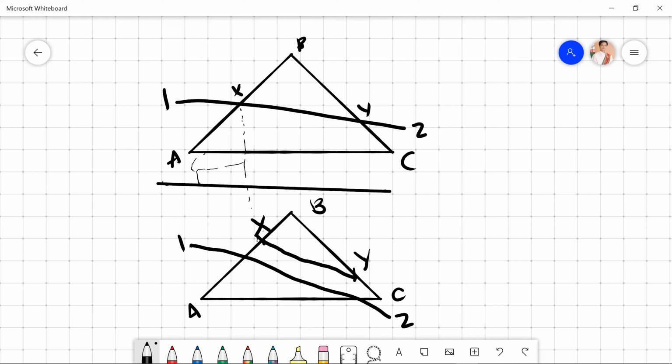So this Y, this intersection, is the intersection of 1, 2 and BC. We project it and look at what it hits first. When you look, it is BC that it sees. That means BC is more visible than 1, 2. Therefore, this should be a hidden line.